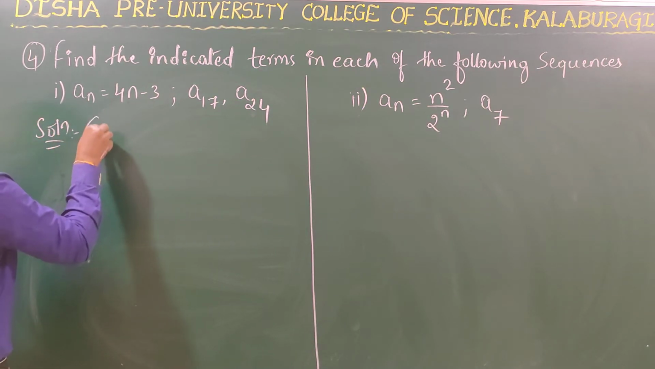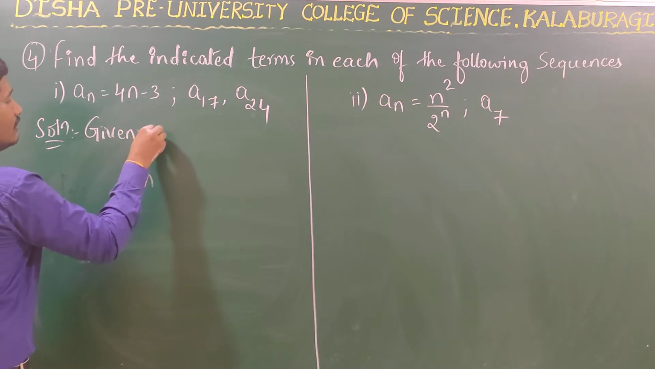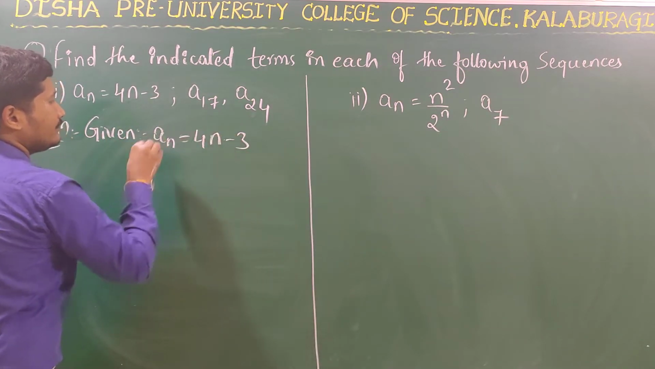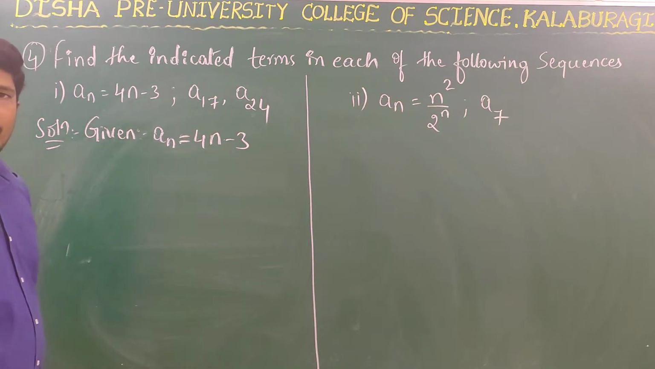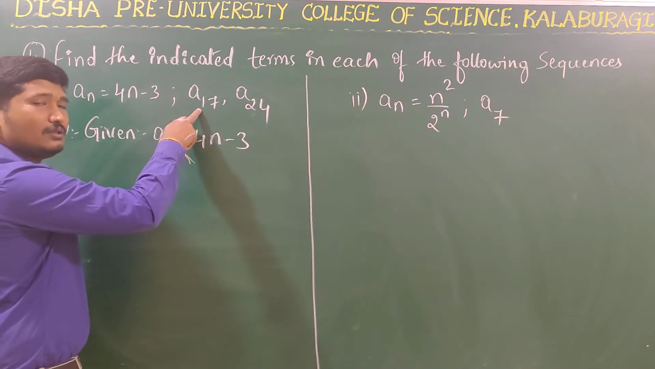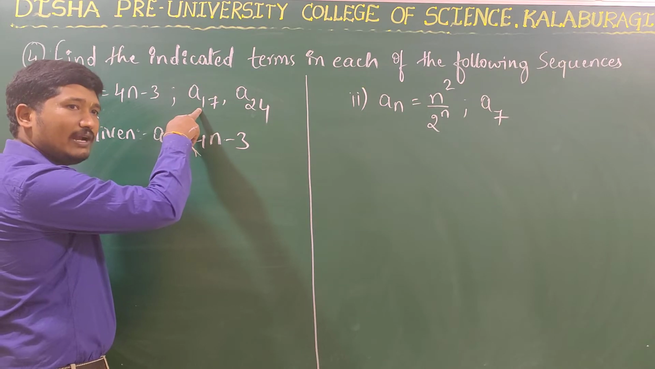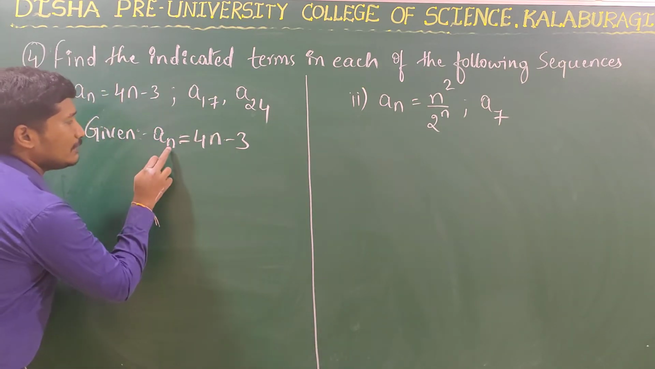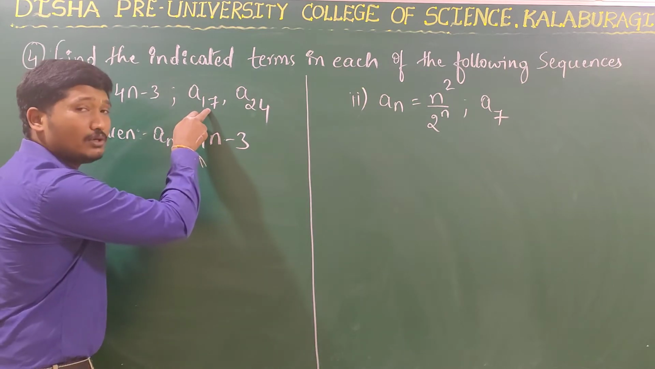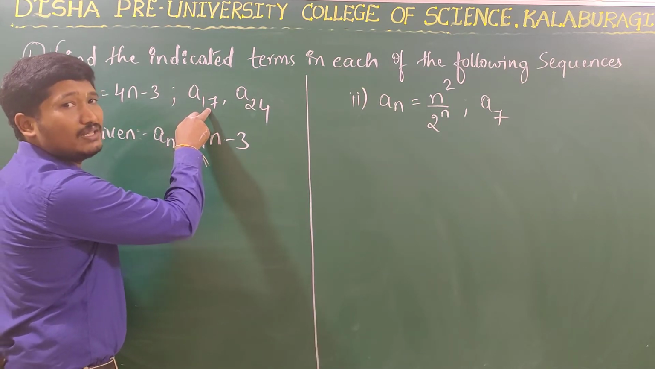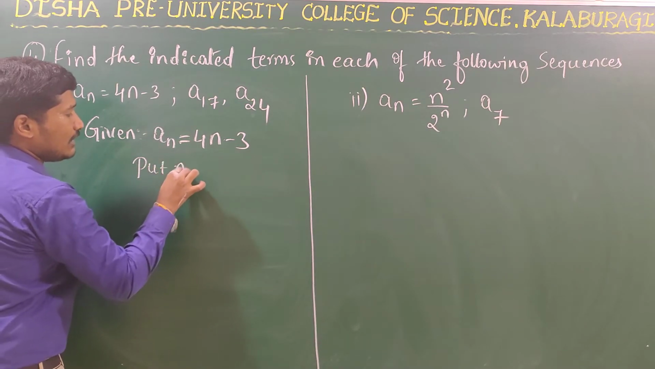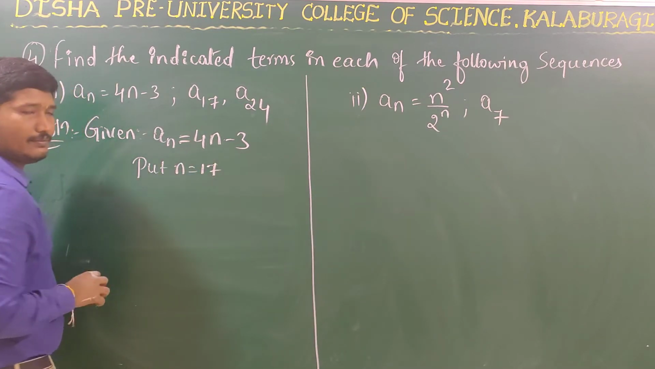First write given. What is given? An is equal to 4n minus 3. Now, what is the first thing that we have to find? A17, that is the 17th term. So, in the place of n, what we have to put? We have to substitute 17. So now first thing is put n is equal to 17.